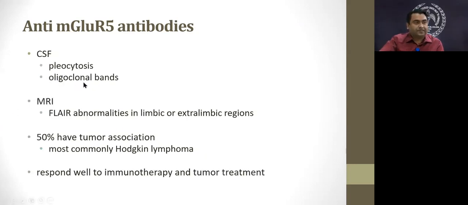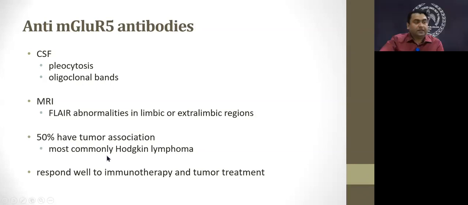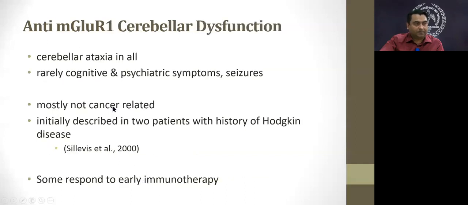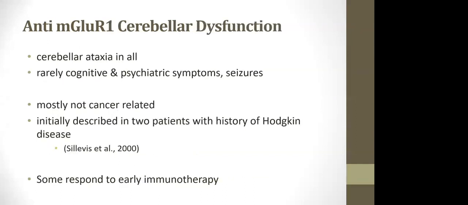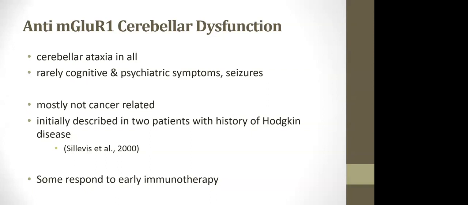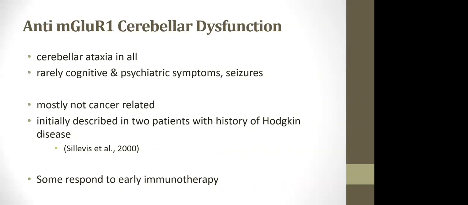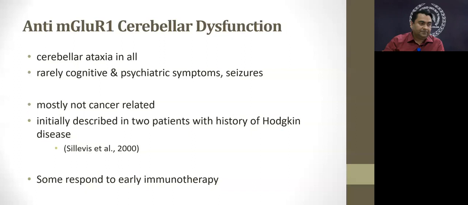CSF in this picture shows pleocytosis, with OCB that may or may not be present, with FLAIR abnormalities in both limbic and extra-limbic regions. 50% have a tumor association here, usually Hodgkin's lymphoma, and these usually respond well to immunotherapy and tumor treatment. Going on to metabotropic glutamate receptor 1 cerebellar dysfunction, these patients present with a typical cerebellar ataxia, rarely having other neuropsychiatric phenomena. Again, these are not cancer related, and it was initially described in 2 patients with a history of Hodgkin's disease.